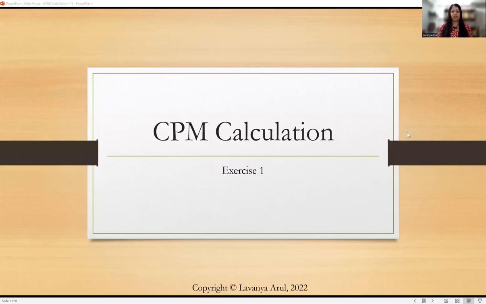Hi there. Today, I'm going to talk about the critical path method calculation, which is one of the things we need to understand when it comes to our PMP or CAPM examination. We are going to talk about a couple of examples, but I'll start with a very first, very simple network diagram, and then we'll move on to a more complicated one in the next videos.